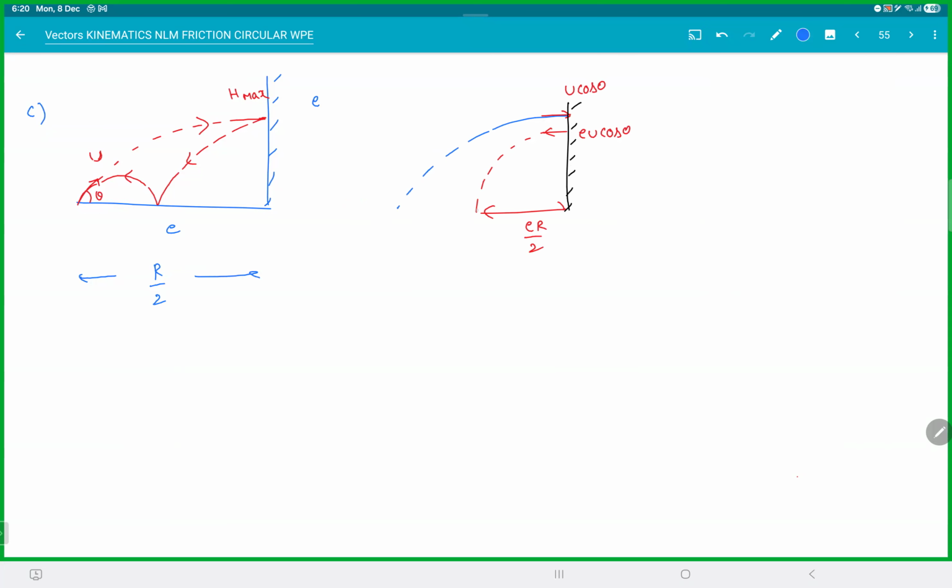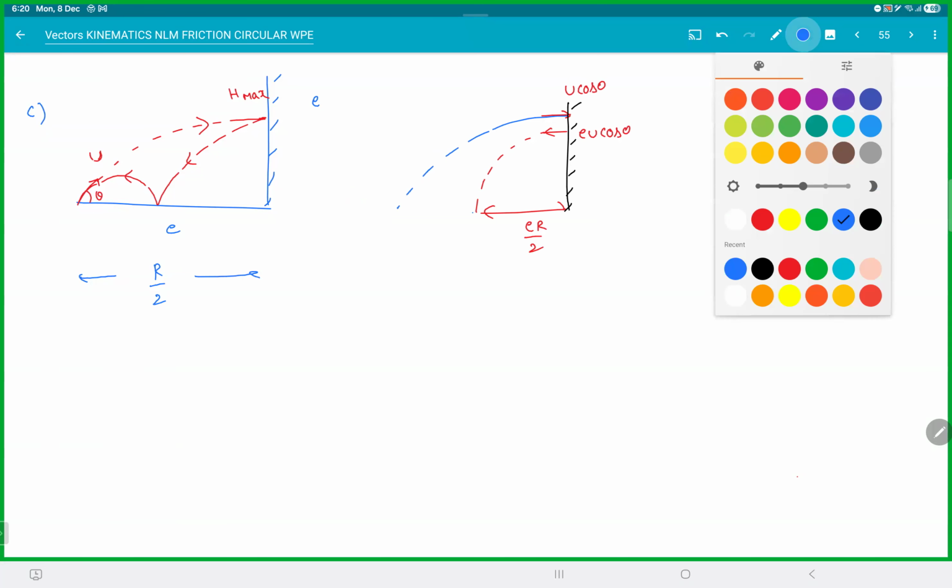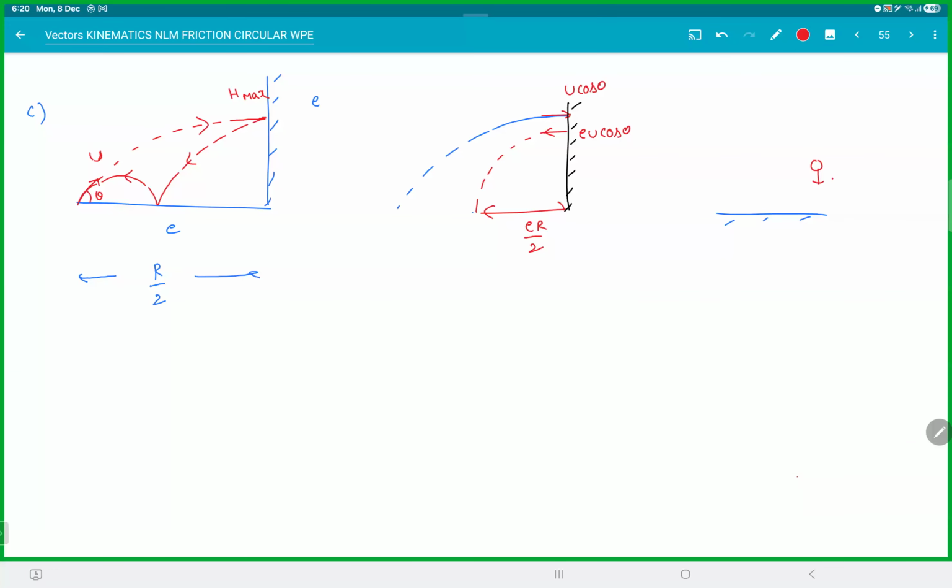Now, when you go and hit the ground, your vertical component will be u sine theta. The horizontal component has become eu cos theta. And you're hitting here and you're bouncing off. So again, now when you hit the floor, only the vertical component will change. That will become eu sine theta. And the horizontal component is eu cos theta. So now you got a ball which is going with eu sine theta and horizontally with eu cos theta.